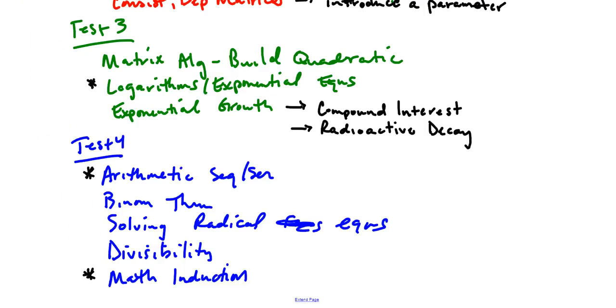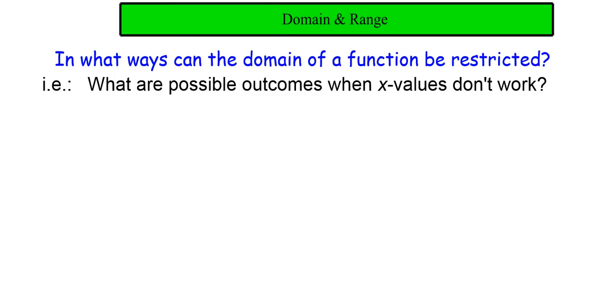All right, so the first basic thing I want to talk about are domain and range, and specifically in domain, what ways can the domain of a function be restricted? And what I mean by that is, when do we have domain restrictions? What are some situations we should be looking out for? So the first situation is when we're dividing by x. If you have a variable in the denominator, not just x, but a variable in the denominator, we've got a domain restriction that x cannot be equal to 0.